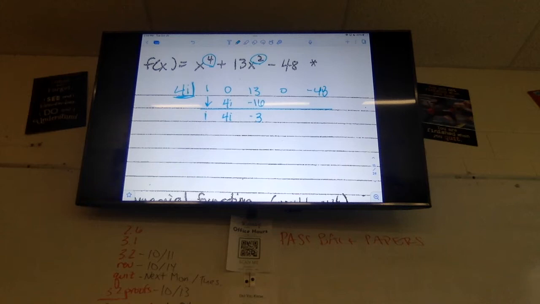So 13 minus 16 is negative 3. And then 4i times negative 3 will be negative 12i. And then 0 plus negative 12i is negative 12i. And then 4i times negative 12i will be negative 48i squared, which will be positive 48. Oh, which works out nicely. Which again, it should, because they told us it's supposed to.